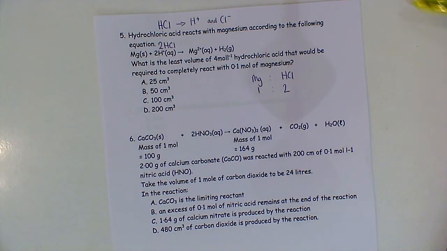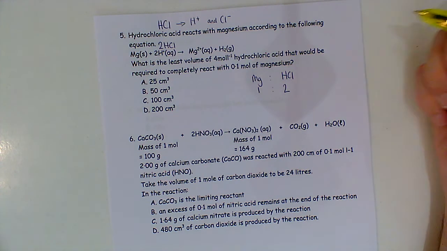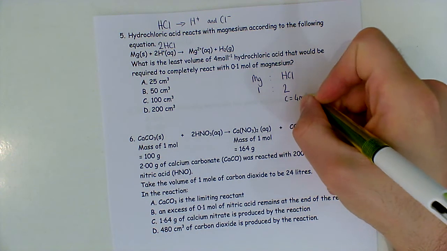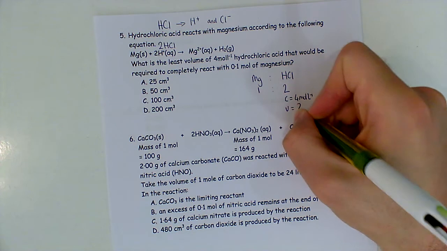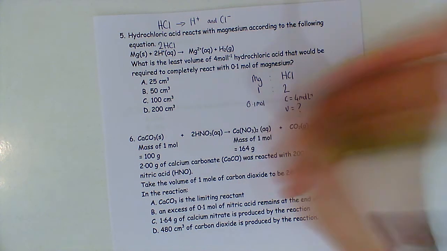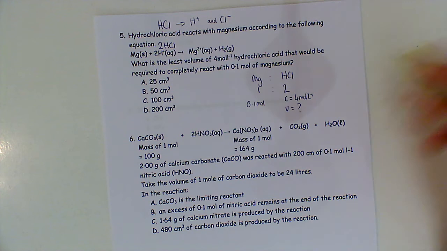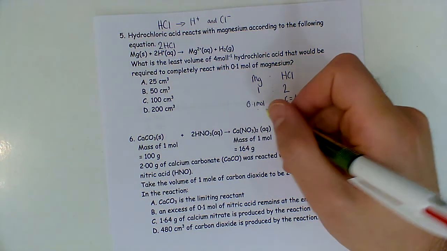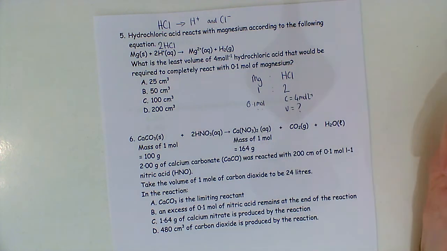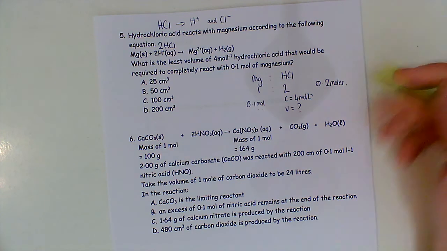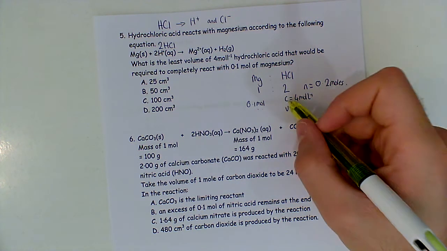Now we can read the rest of the question. What is the least volume of 4 mole per litre hydrochloric acid? So that's a concentration, and we want to know what the volume is. That can completely react with 0.1 moles of magnesium. So that's 0.1 moles. We don't need to look up GFM because we're told the moles. If we've got 0.1 moles of that and it's a 1 to 2 ratio, that means we have 0.2 moles of hydrochloric acid.